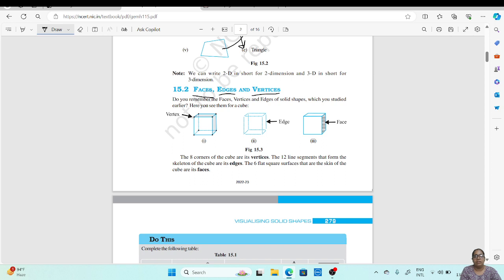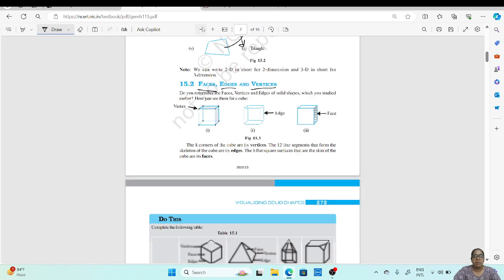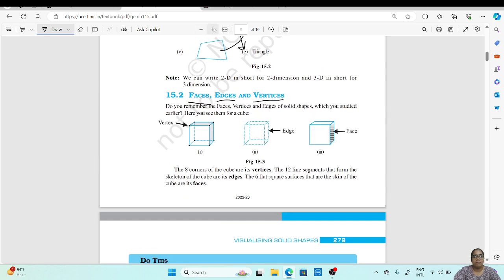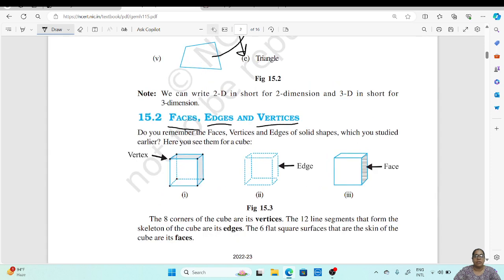edges, and vertices. So what is a face first of all? A face is basically the surface of the object. Here we have taken the example of a cube. Basically the three-dimensional shape of a square is a cube. So here, see, this is the face of the cube.